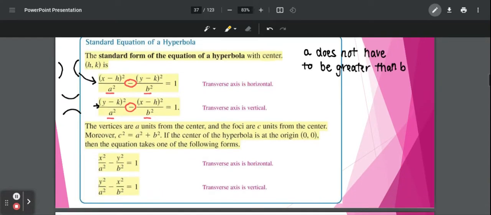For your foci, c squared equals a squared plus b squared. Remember that in an ellipse we were subtracting a and b. In a hyperbola we're going to add a squared plus b squared.